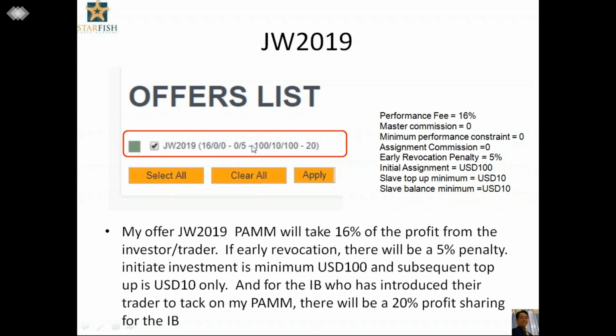Early revocation here means that, let's say my so-called offer here has a minimum of a quarter. If any time you close the account before the quarter, or 3 months, you have a penalty of 5%. Okay, and then this 100 means minimum initial capital is 100. Anytime you want to top up, the minimum is 10 US dollars. Okay, and then the last one, this 20 here, refers to the commission to the IP. Okay, so this is about my offer. And because today is quite a short period of time, I believe I should end my presentation here.